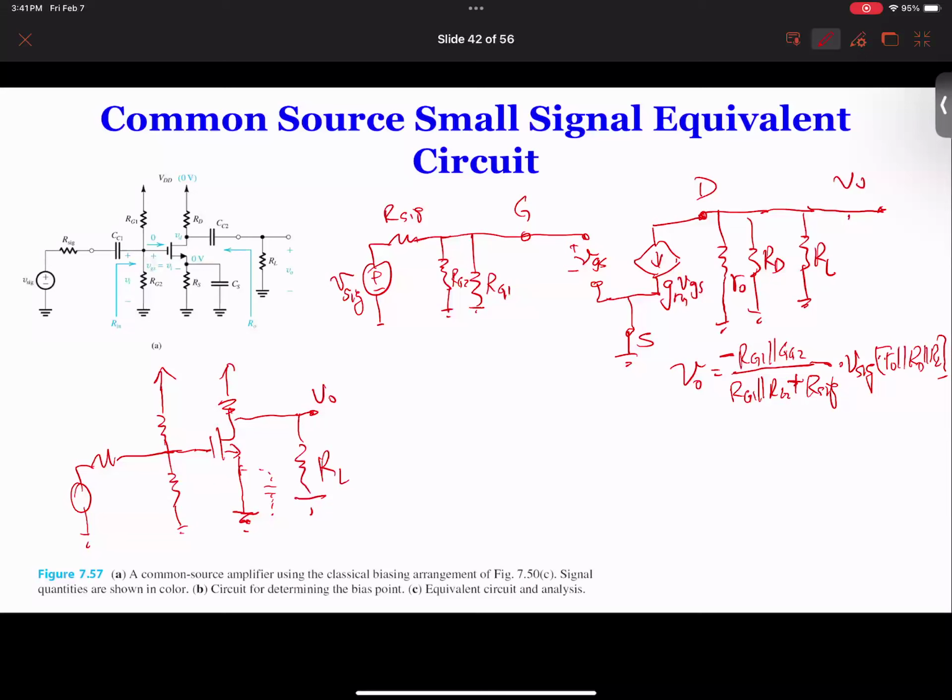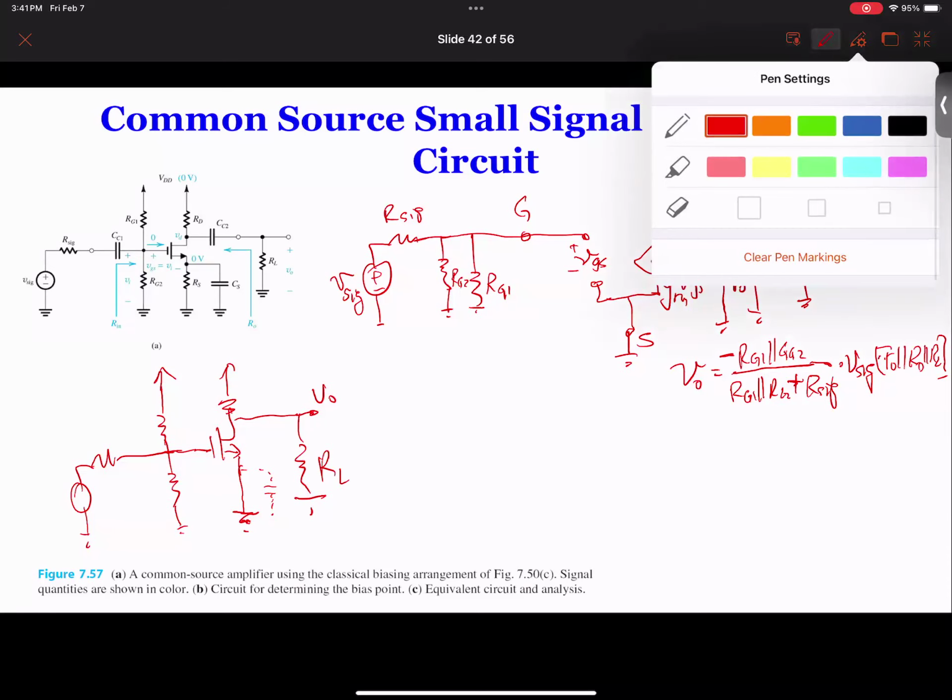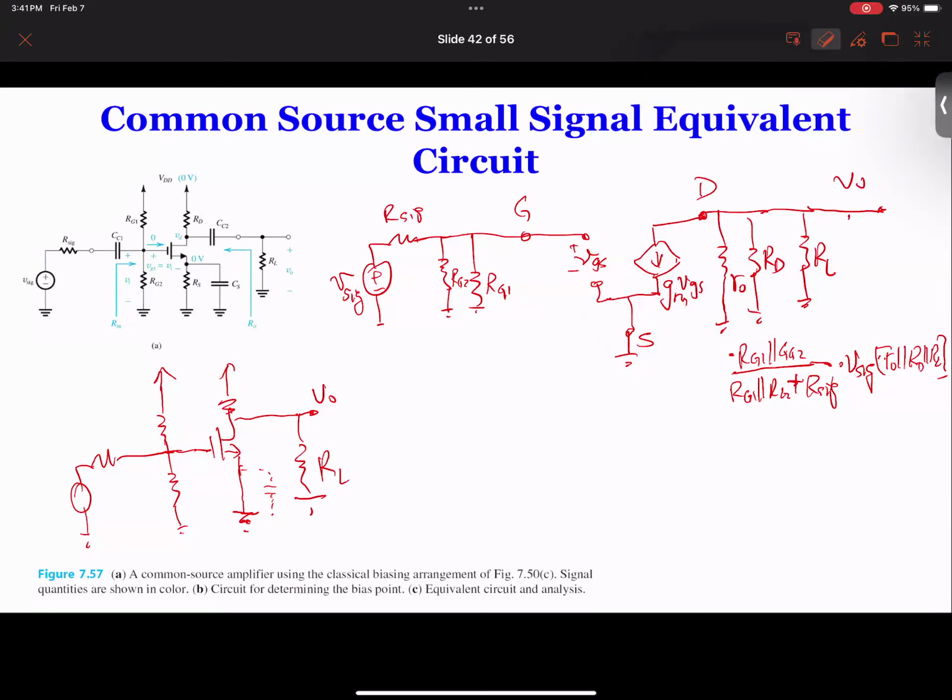So these three in parallel times the current, and then times GM. So we forgot about GM, so we have to times GM. So we have minus times GM equal to VO. So I got the answer right away.